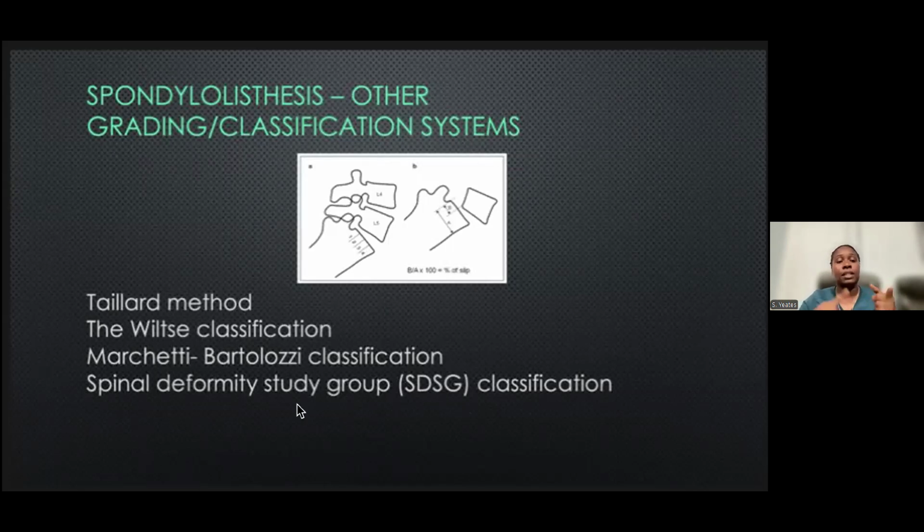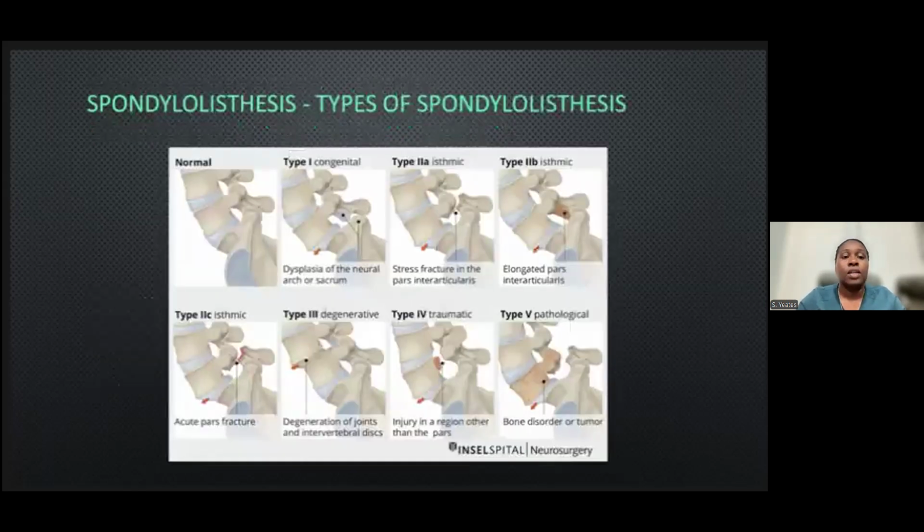Then we have the Spinal Deformity Study Group, or SDSG classification, which was developed as increasing research arose demonstrating the significance of sacropelvic morphology in the evaluation and treatment of L5 to S1 spondylolisthesis. So we have different types of spondylolisthesis.